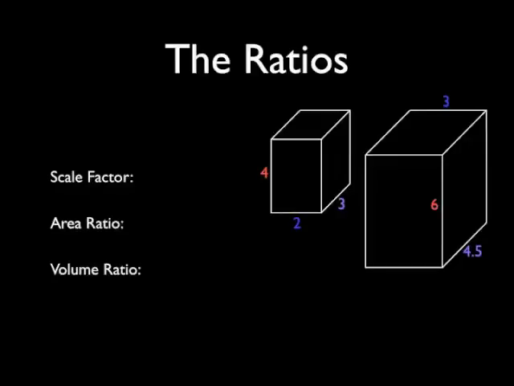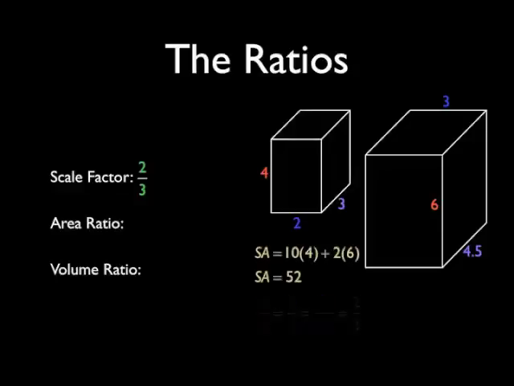Let's look at the scale factor of these two similar figures. Notice that 4 over 6 is equal to 2 over 3, and that's also equal to 3 over 4.5. Everything reduces to 2/3. So our scale factor is 2/3. In order to find the area ratio, we're going to need to find some surface areas.